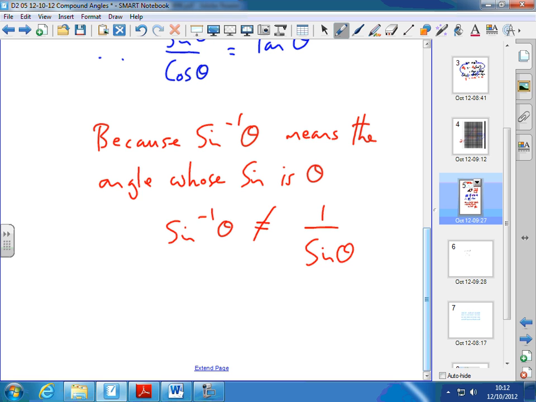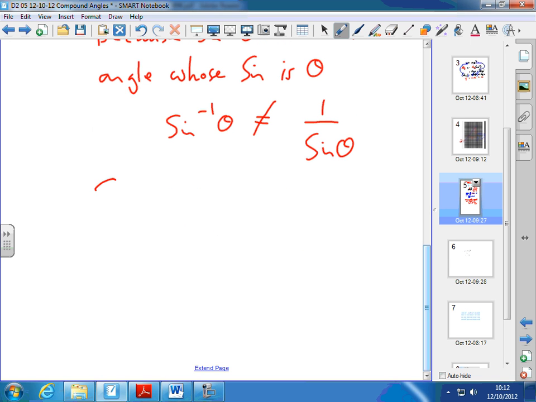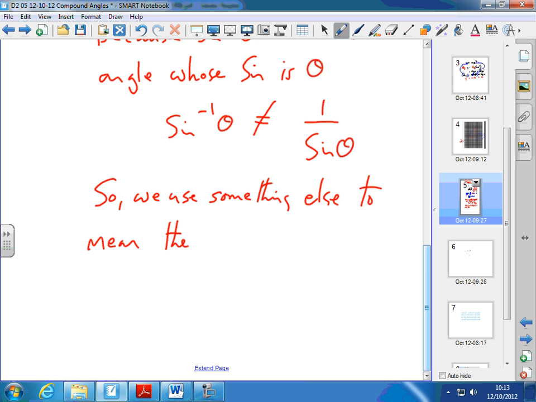We're used to the negative power meaning 1 over. In this case, it doesn't mean that. It means something else. It means the angle whose sine is. And you're used to using that button on your calculator. So we have to use something else to mean the inverse of sine theta, or cosine theta, or tangent theta.